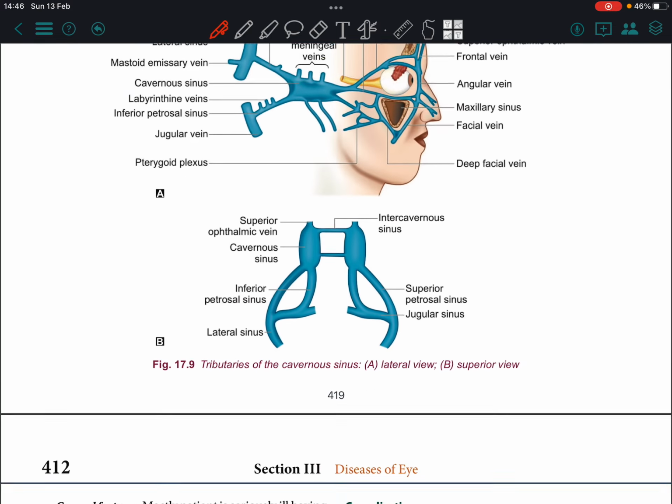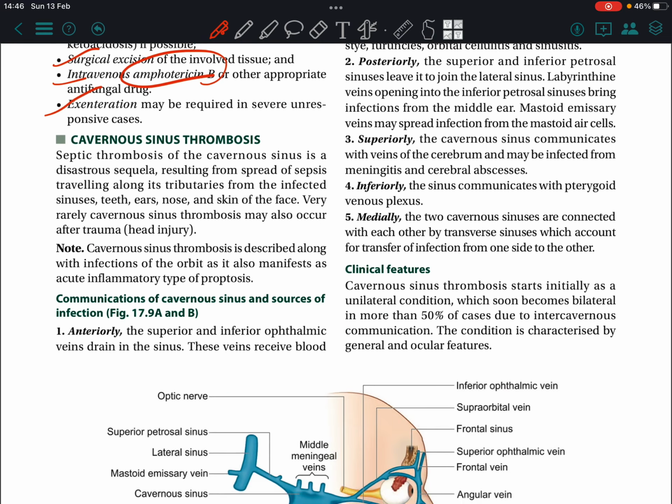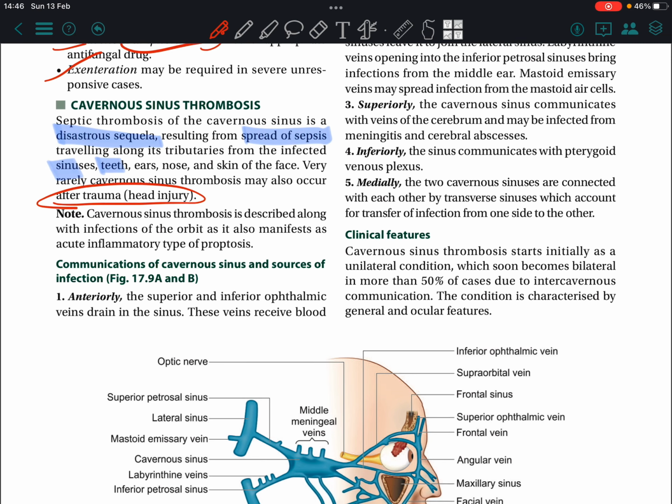Then treatment. Treatment is often difficult: correction of underlying disease, surgical excision, intravenous amphotericin B, exenteration. Cavernous sinus thrombosis: septic thrombosis of the cavernous sinus is a disastrous sequel, resulting from spread of sepsis traveling along its tributaries from infected sinus, teeth, ears, nose and skin of the face. Very rarely, cavernous sinus thrombosis may occur after trauma, head injury.